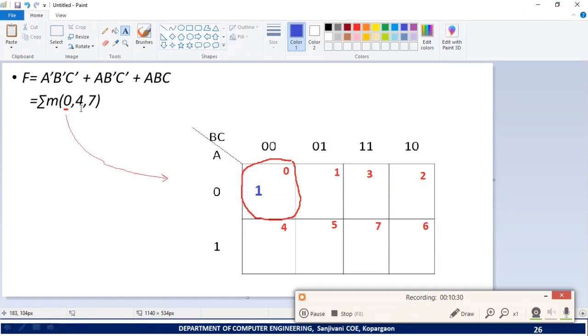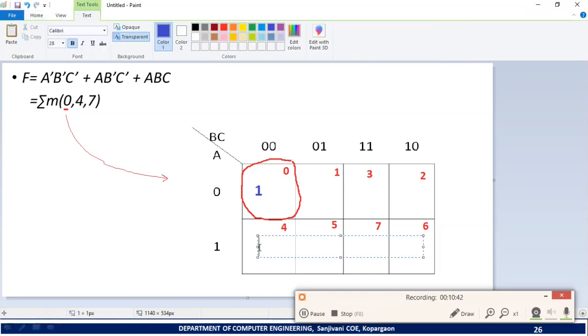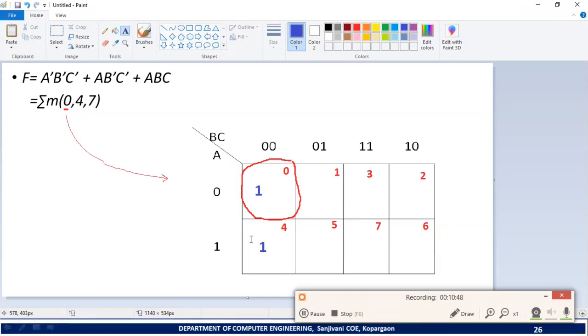Then which is the next minterm that is present in this function? m4. Now in this K-map, which is the cell that corresponds to minterm m4? Yes, this particular cell. So in this cell I should write 1. Why am I writing 1? We are representing minterms on the K-map, and in this function we have only 3 minterms, 0, 4, 7. The output of a minterm is 1, so here I am writing 1. Now which is the next minterm that is present in this function? 7. In this K-map you have to identify the cell which corresponds to minterm 7. So this particular cell corresponds to minterm 7, so here I should write 1.